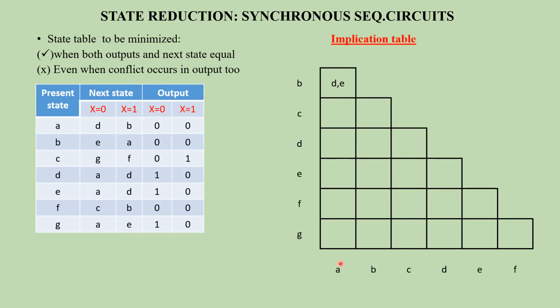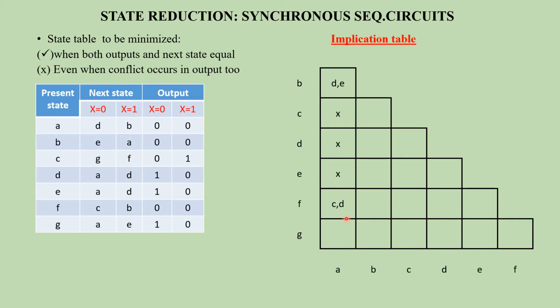Similarly, compare A with C. Comparing A with C, go and look at the output. There is a conflict, so put a cross mark. Then A with D. There is a conflict, so put a cross mark. Similarly, you have to check for each and everything.